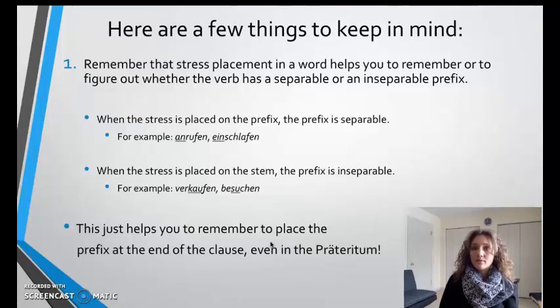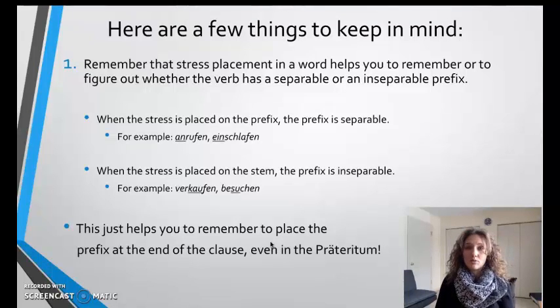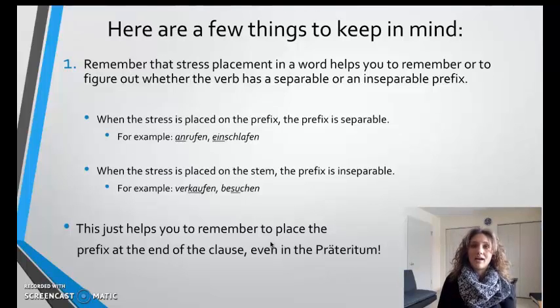The first one you probably remember from German 1 still is that if you have the stress placement in a word, that helps you to remember or to figure out whether the verb has a separable or an inseparable prefix. So when the stress is placed on the prefix, it is separable. For example, in anrufen or einschlafen, you have separable prefix verbs. You don't say anrufen or einschlafen with the stress on the stem. Then they would be inseparable, but anrufen, einschlafen, that stress already tells you, oh, if I use this in a sentence, I have to separate it off.